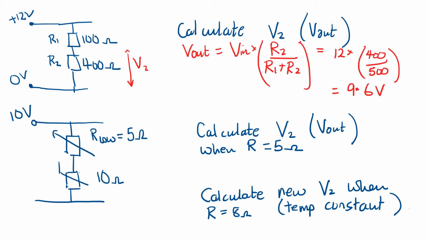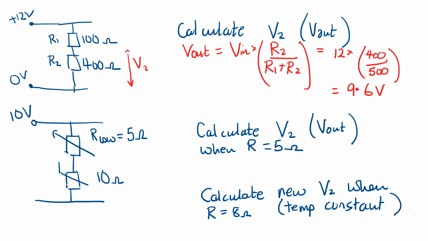So for the circuit at the top, calculate V2. So we call that V out. Is going to be equal to V in, which is V total, times R2 divided by R1 plus R2. So it's 12 times 400 divided by 500 equals 9.6 volts. So we're always going to get something that's less than the total voltage, 12, and we know that we're going to have 4/5 of 12, so that gives us 9.6.